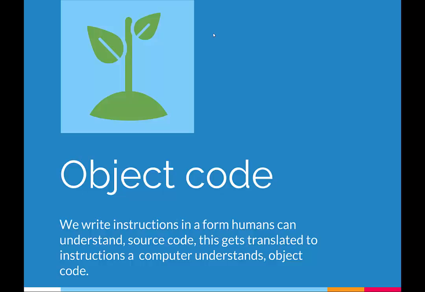There's a lot of CEs in this class. How many are CEs? So y'all are going to be very, very intimate with this process by the time you're done here. We write instructions in the form that humans understand. That's called source code. And then that gets translated to instructions the computer understands. That's called object code.